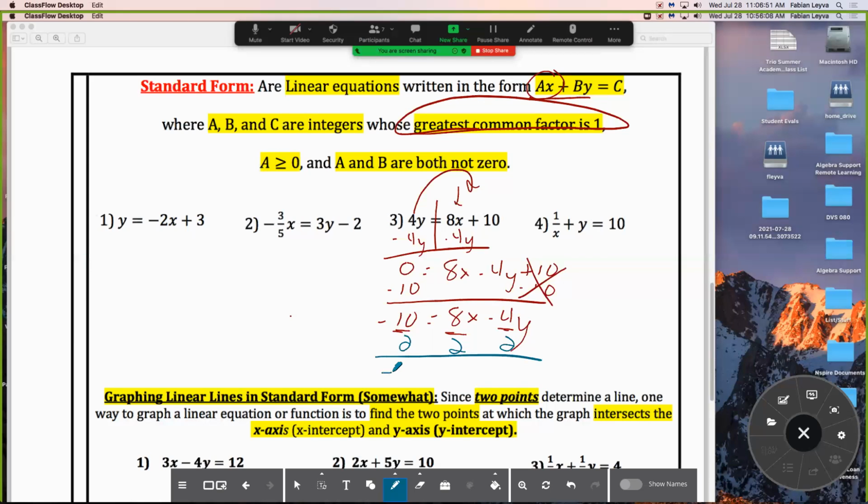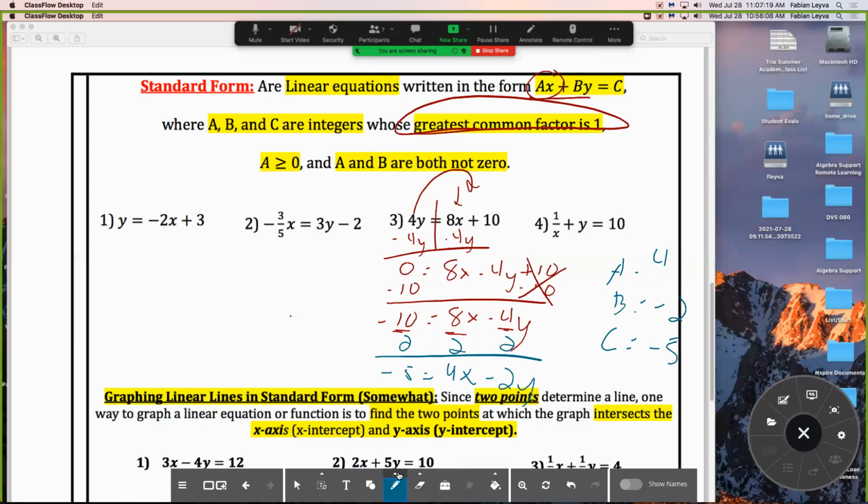Negative 10 divided by 2 is a negative 5. 8 divided by 2 is 4. And then negative 4 divided by 2 is a negative 2. So now you are in standard form. That means you can identify your a, b, and your c. Your a in this situation is 4. Your b, forgot my y by the way, is negative 2, and then your c is a negative 5. And that's pretty much it. That's all standard form is.